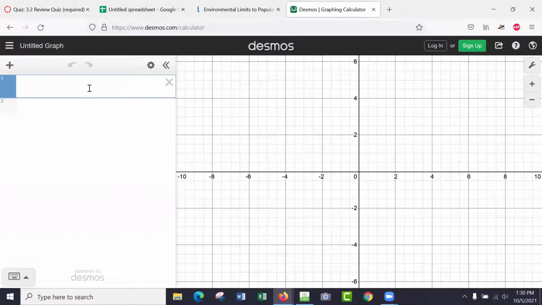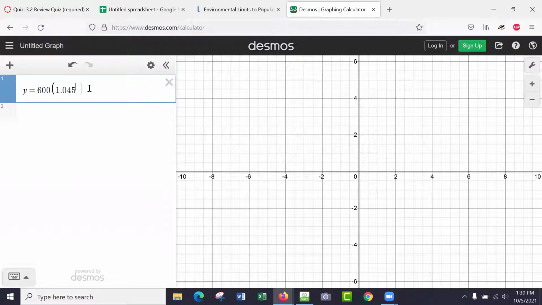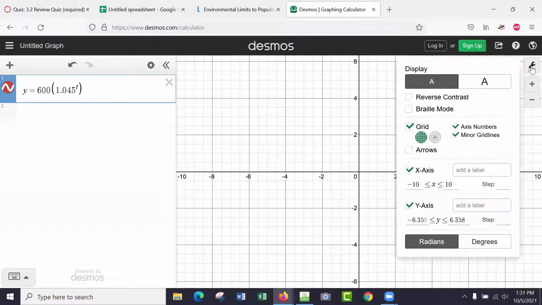Okay, watch this. You gave me the formula, which was y equals the population equals 600 times 1.045 to the power of t, right? That's what you told me. Now I'm just going to graph that, and I'm going to go to my graph settings and the inputs.